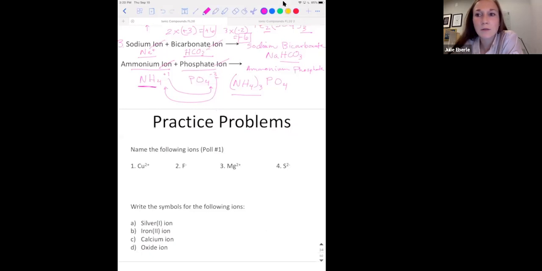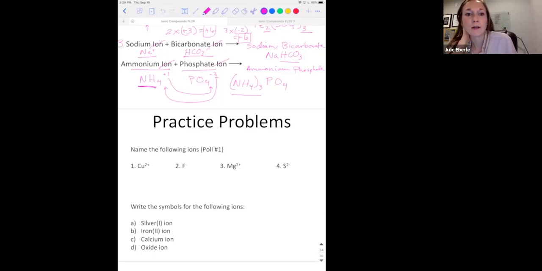Is copper a transition metal? That's the question you have to ask yourself. Is it transition or main group? Transition? It is. It's a transition metal. So copper can form a +1 or a +2. So we have to use Roman numerals here. So the majority got it correct. It should be copper, Roman numeral 2, ion.